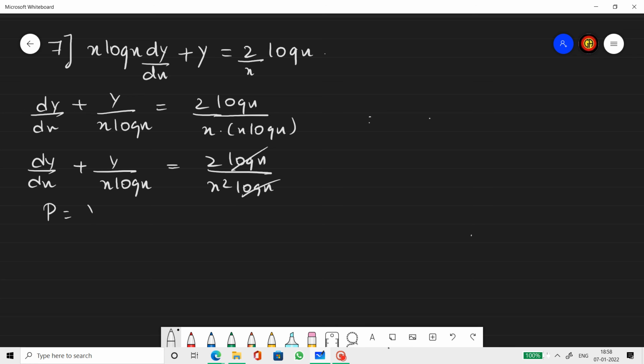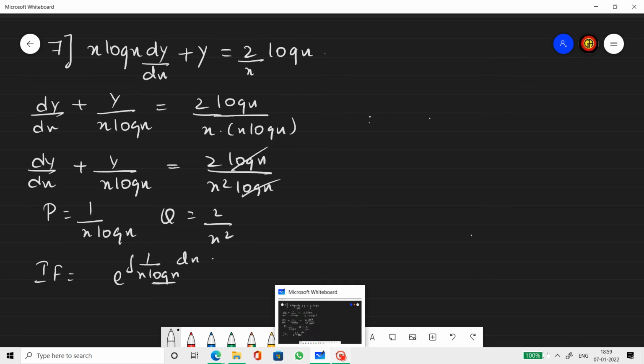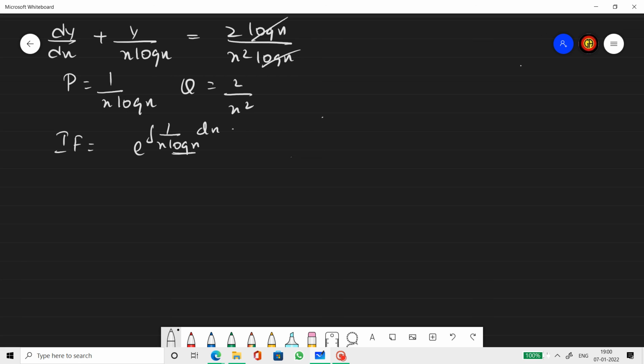P here is 1 by x log x and Q here is 2 by x square. So integrating factor equals e power integration of 1 by x log x dx. Now take t as log x for substitution. If you take t as log x, dt will cancel this 1 by x. So e power integration of 1 by t into dt.